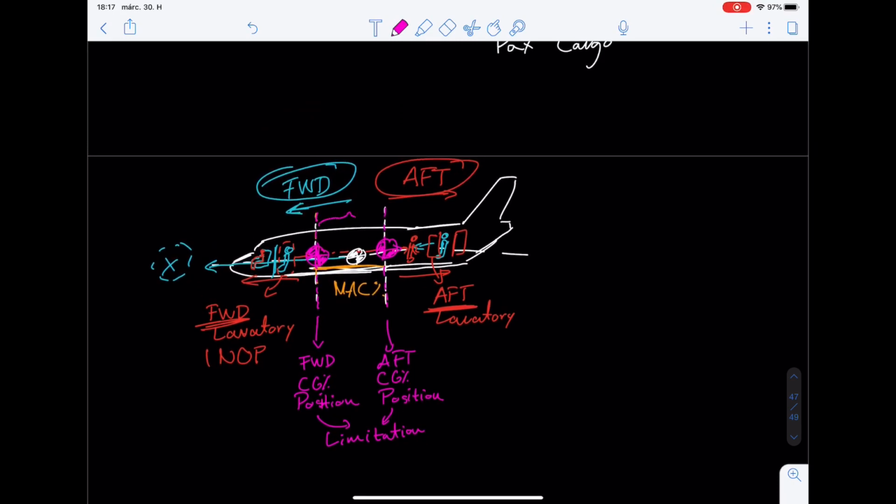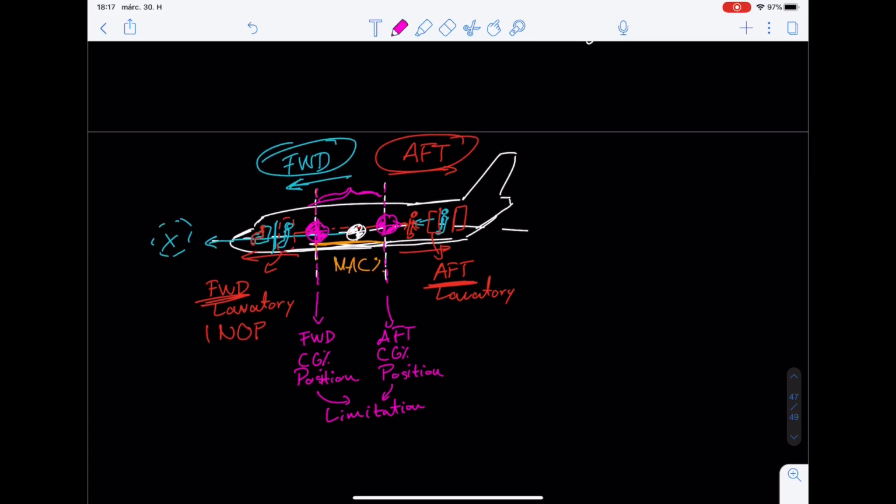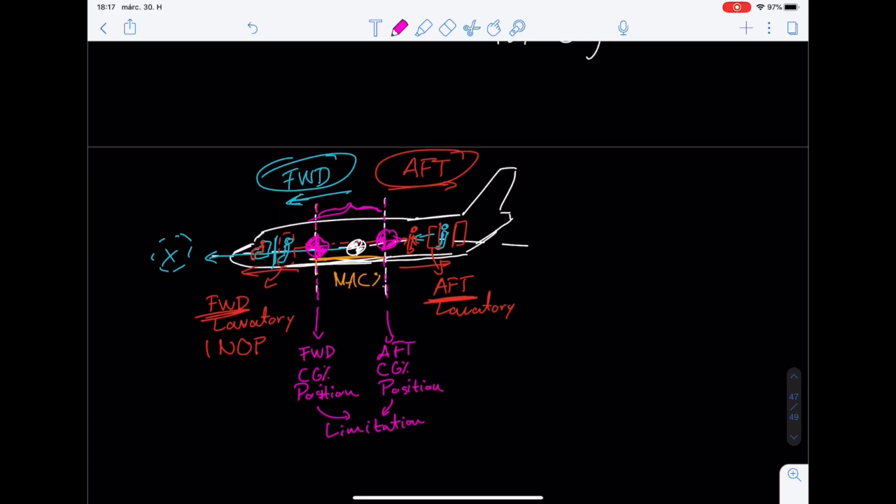So the center of gravity has to be between these two limiting lines, and both of them are expressed in mean aerodynamic chord percentage, so that you can directly calculate whether you're still within the center of gravity position or not, right? Because if you exceed these limitations, the forward and the aft, you could jeopardize the controllability and the stability of the aircraft depending on which limitation you exceed. But again, you guys will learn about this in mass and balance.